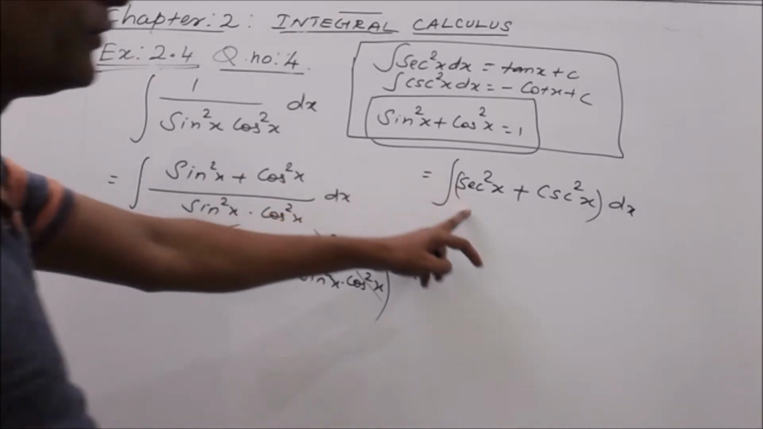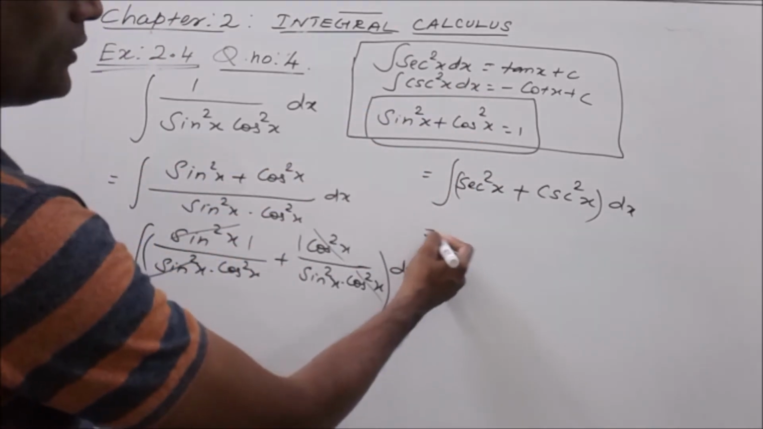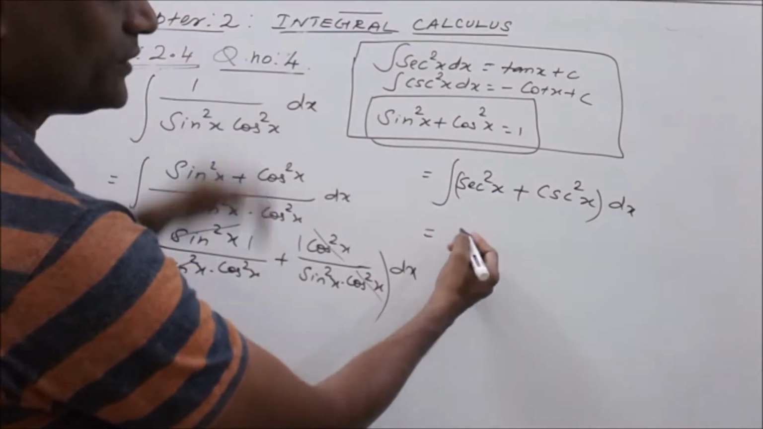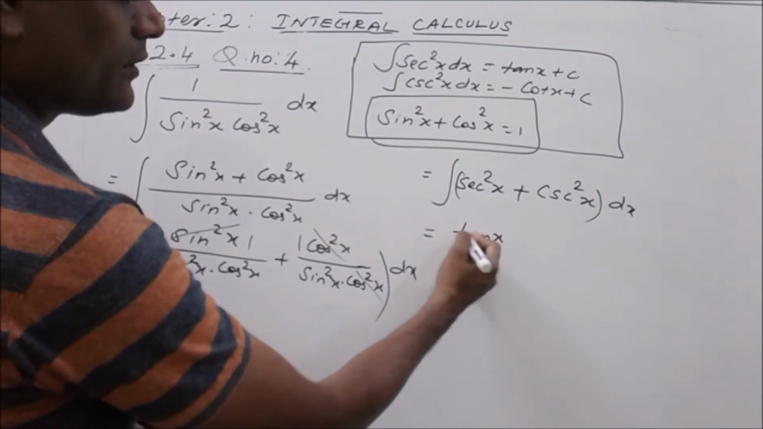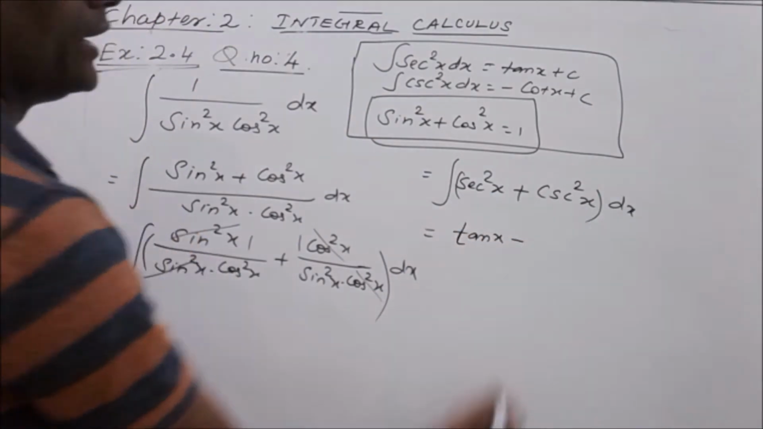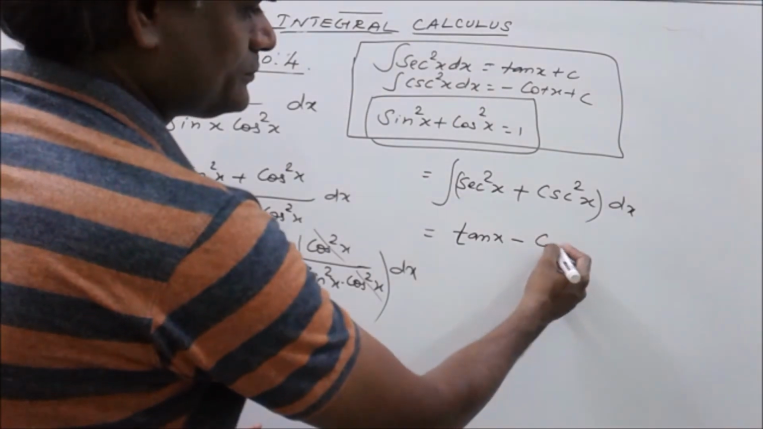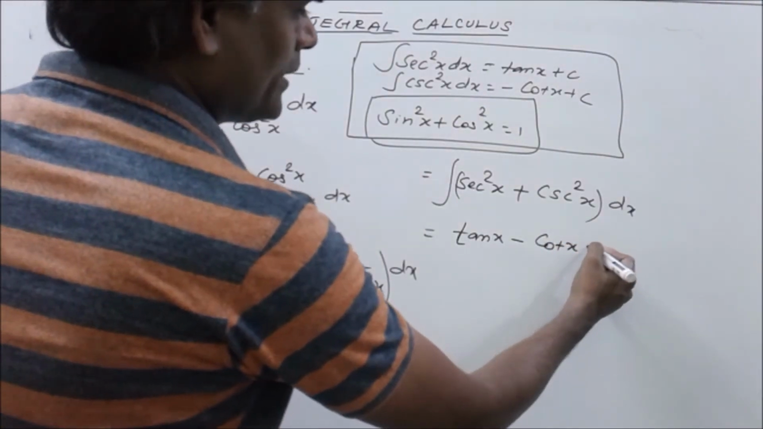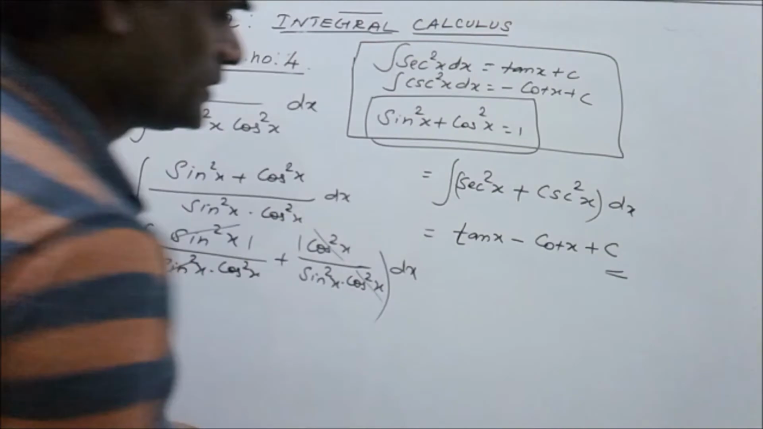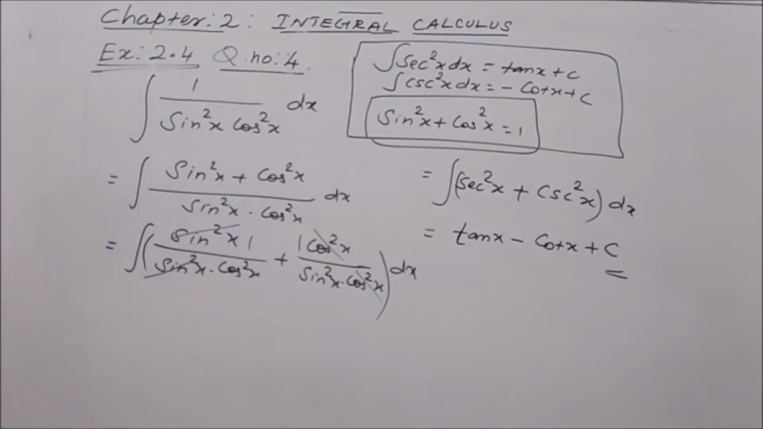Now substituting these formulas here, that is equal to integral secant square means that is tan x, minus cot x, plus constant of integration c. Tan x minus cot x plus c.